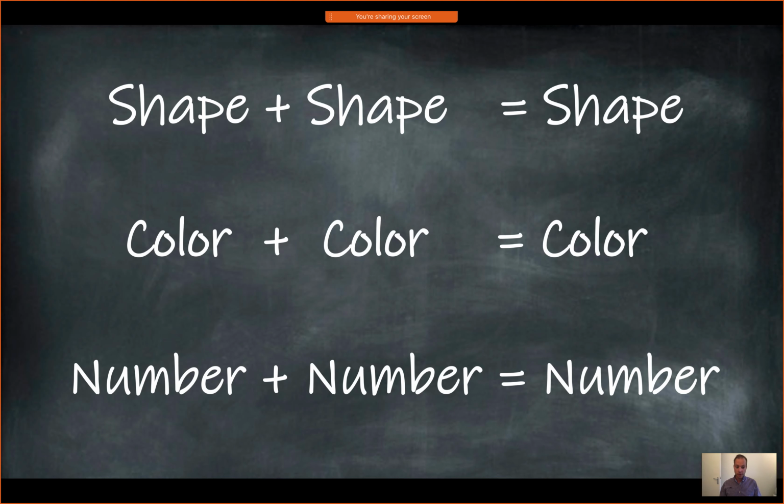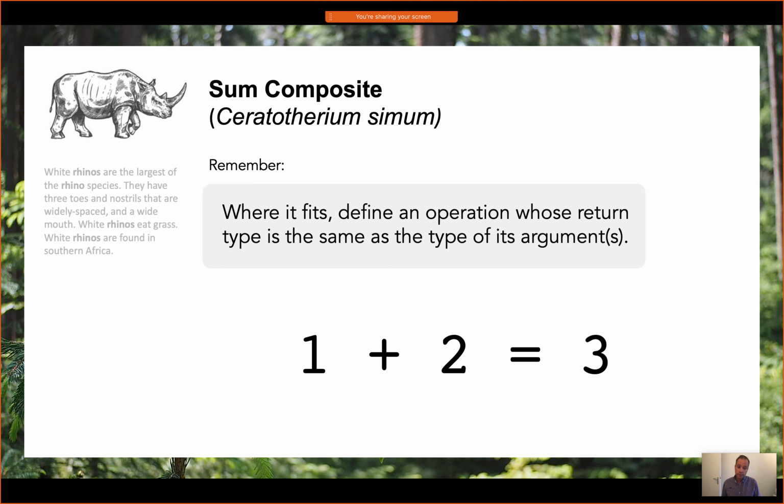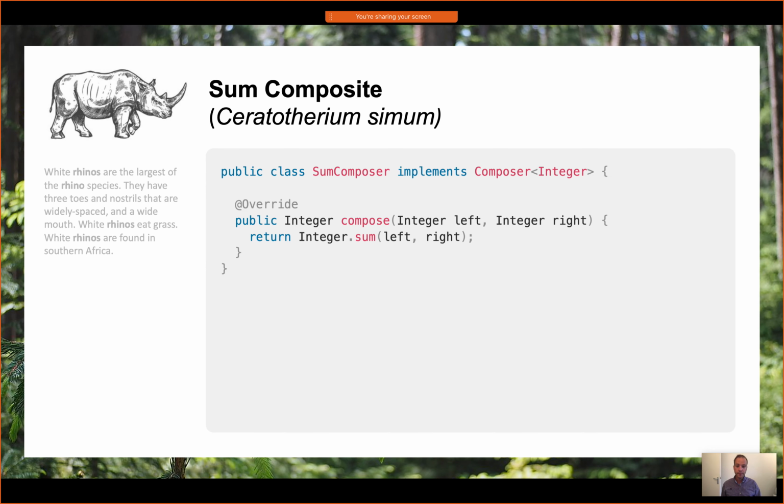Adding two numbers follows the same general formula as combining two shapes. Two shapes, you get a new shape. Two colors, you get a new color. Adding two numbers, you get a new number. And indeed, it follows Evans' definition of this composite-like pattern almost to the letter, right? We have an operation whose return type is the same as the type of its arguments. Two ints make a new int. So we can implement a composer for integers. It's our sum composer. It takes two integers and just adds them together. Nothing more to it.